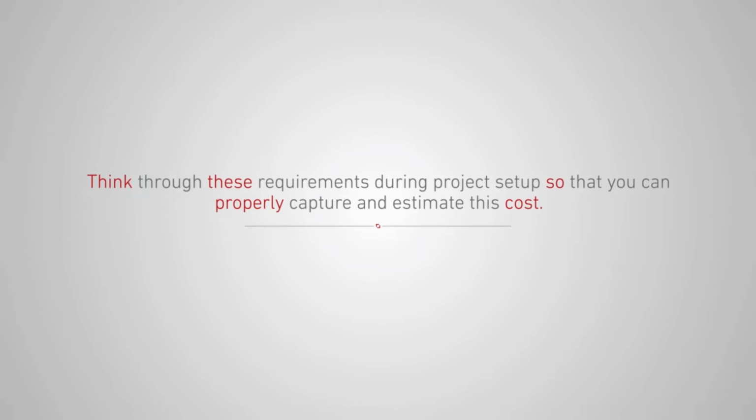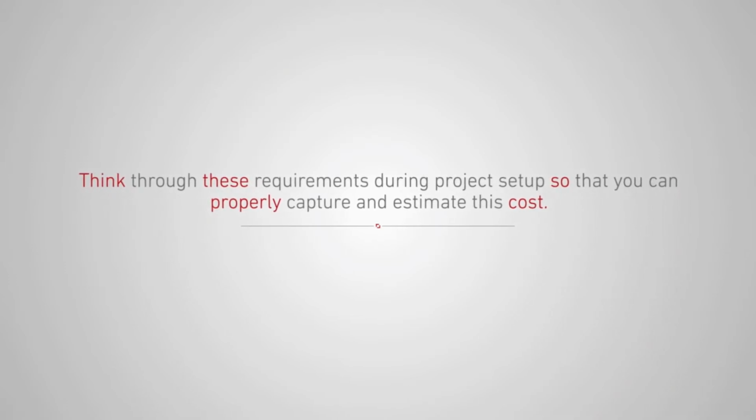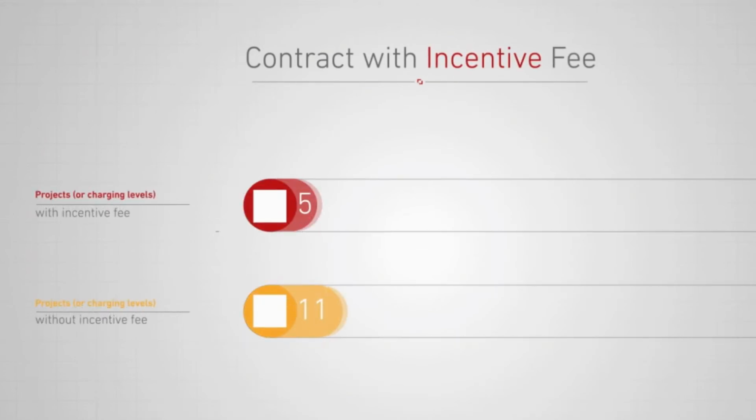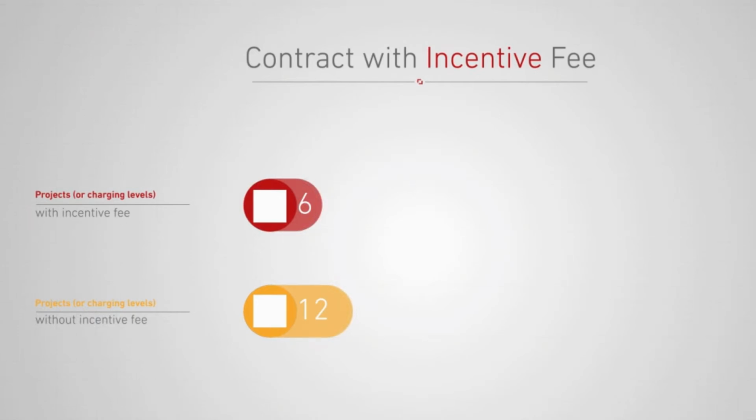It is important to think through these requirements during project setup so that you can properly capture and estimate this cost. For example, we have a contract with incentive fee, but only 6 of the 12 projects or charging levels on that contract have incentive fee. We need to set up the project so that you can get cost and estimate that cost on just the 6 applicable projects.